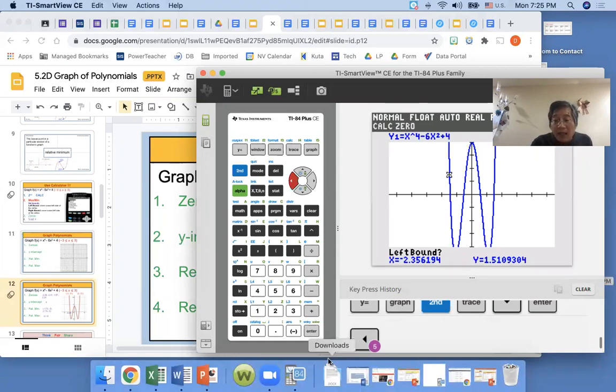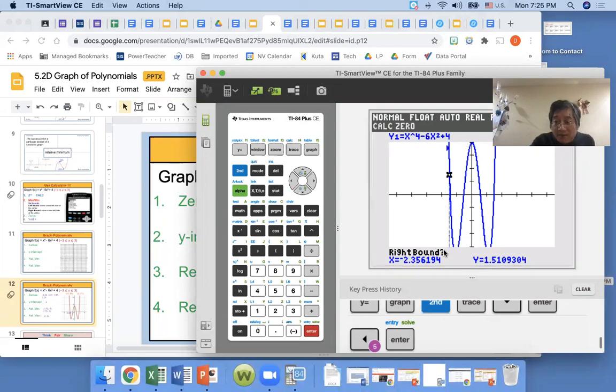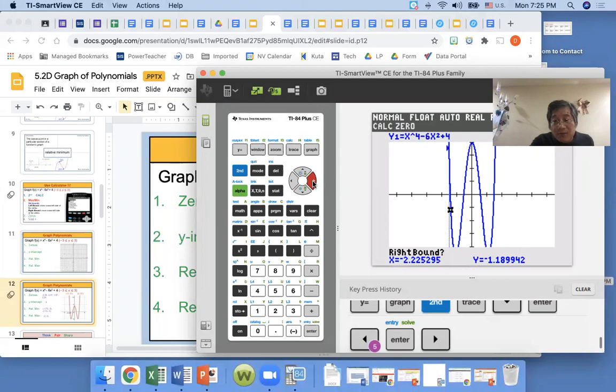And then enter. Then the right bound. You need to set it, so you move this cursor to the right side. Move to the right. Oh, just one time it goes to the right. This is good enough, right? It's on the right side, then you enter.